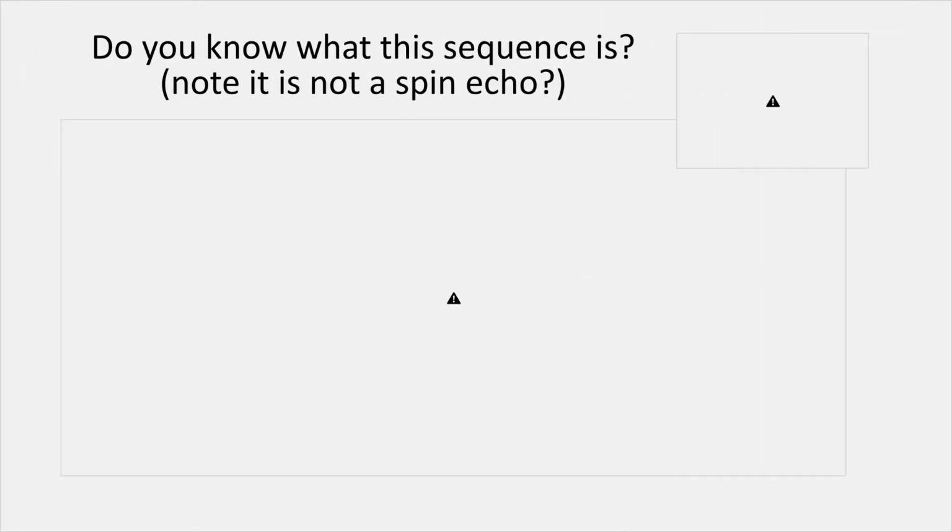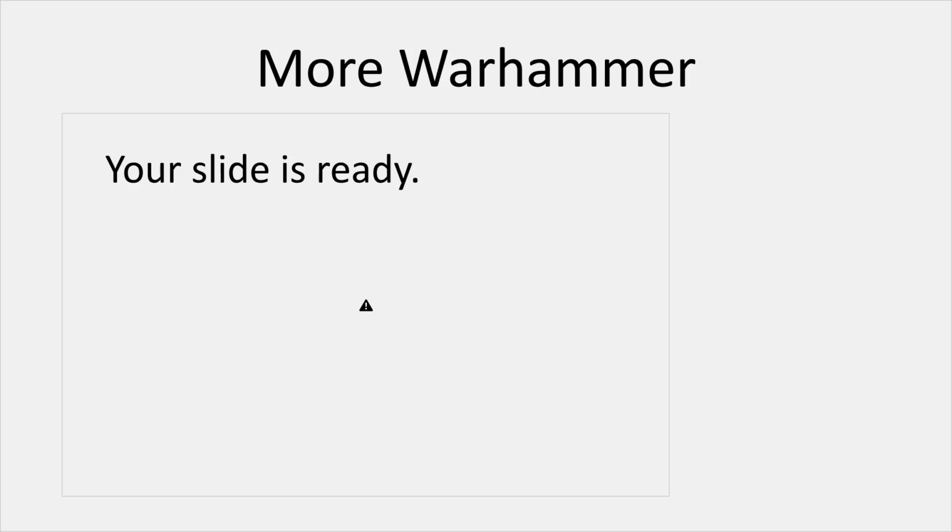Can you identify this sequence? Note the absence of a 180-degree refocusing pulse, which signifies it is not a traditional spin echo sequence. Gradient echo sequences offer faster scanning and lower specific absorption rates. However, because they lack the 180-degree refocusing pulse, they are more sensitive to susceptibility artifacts.